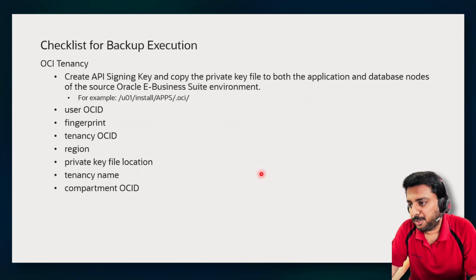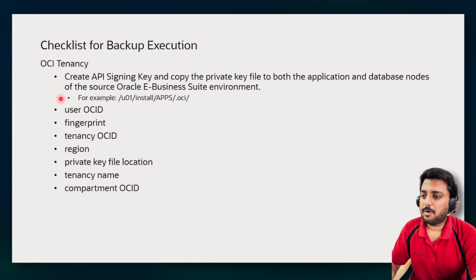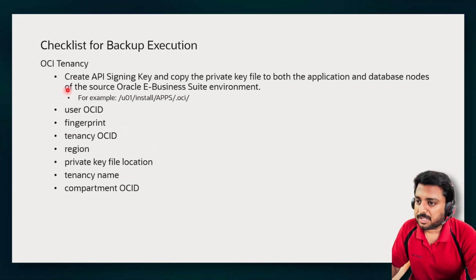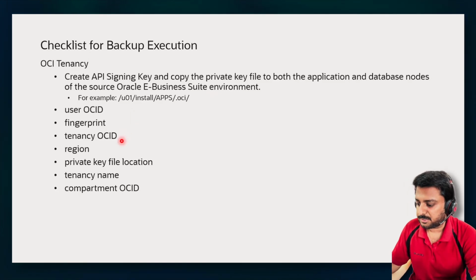On the target side, on your OCI side, you need to have your tenancy ready with the user created, to which user you are going to upload the backup files. You have to create an API signing key with that user, and the private key of that API signing key, you have to copy and place on your DB node or application node from wherever you are going to execute this backup. And you also need to have the user OCID and the tenancy OCID handy before you start this backup process.